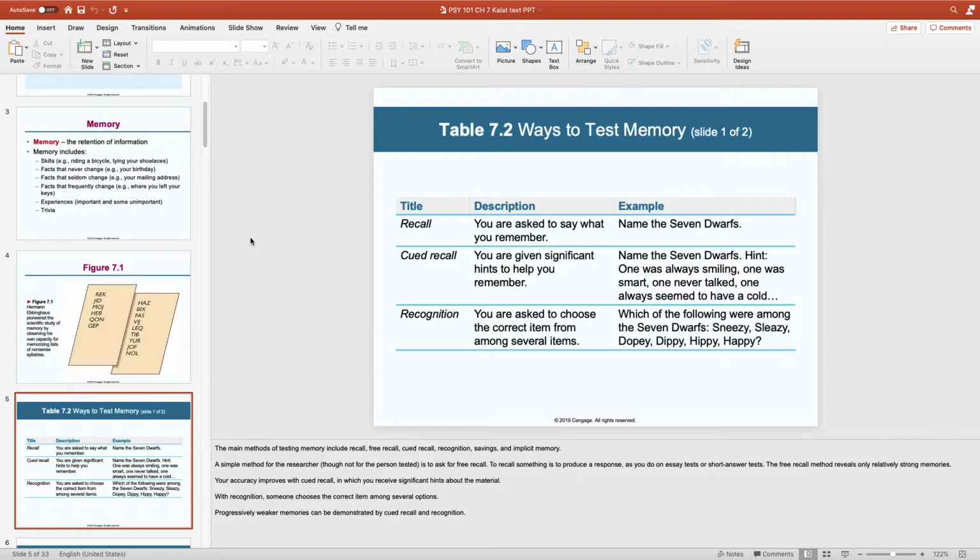So let's look at the first one, recall. Recall is where you're asked to say exactly what you remember. For example, someone would say, name the seven dwarfs, and you would try to list the seven dwarfs from memory. Other examples of recall could be something like an essay that you're asked to write after seeing a question, or short answer tests.